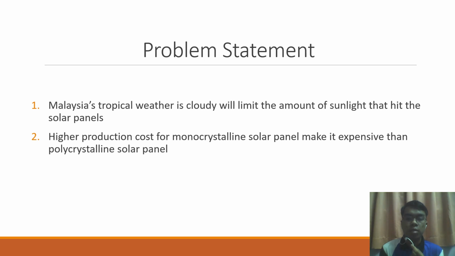The first problem statement is Malaysia's tropical weather, where it's sometimes cloudy and this will limit the amount of sunlight that hits the solar panel. Secondly, the higher production cost for monocrystalline solar panel makes it more expensive than the polycrystalline solar panel.